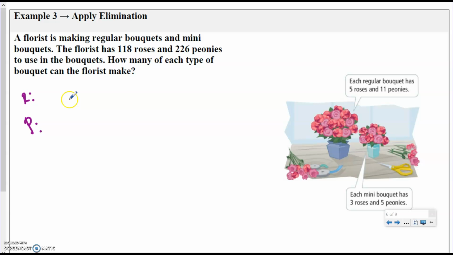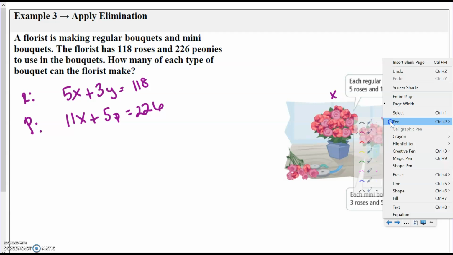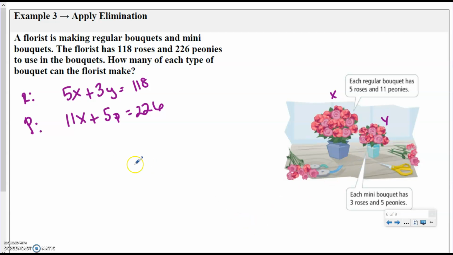Okay, so the regular bouquet has 5 roses. So I'm going to call this X and I'm going to call this Y. So 5 roses and 11 peonies. The smaller, the mini bouquet, has 3 roses and 5 peonies. There's a total of 118 roses and a total of 226 peonies. This one is going to require even more work than the last one.